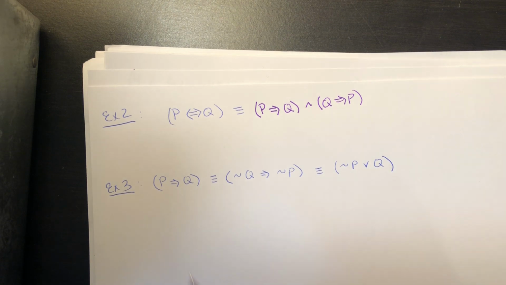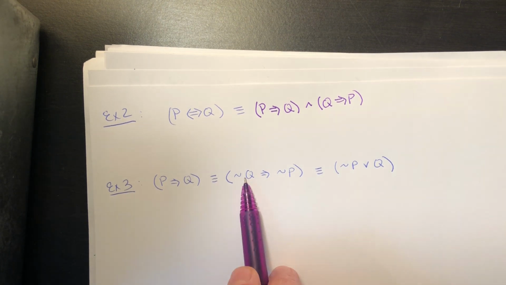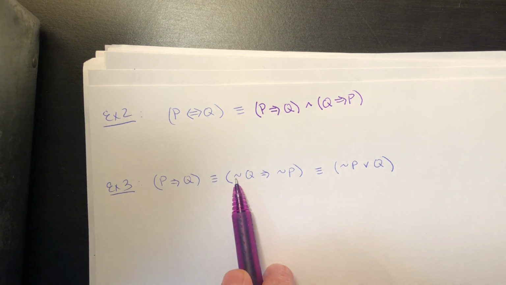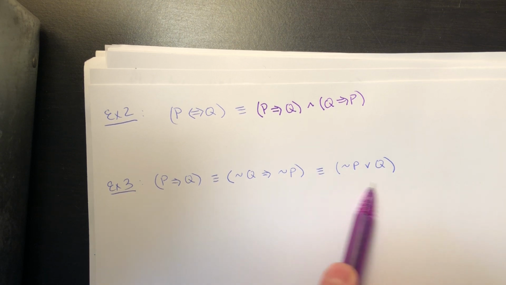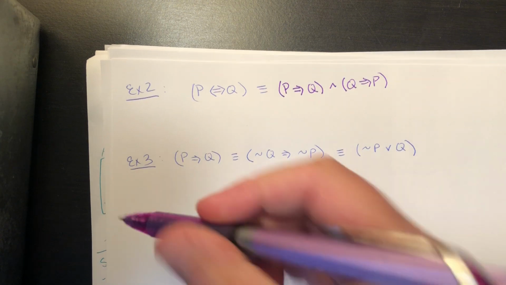Okay, but we can also show that P implies Q is logically equivalent to not Q implies not P. That's the one I was talking about on the last page. And furthermore, we can prove that both of these are equivalent to the statement not P or Q. Let's do this in one big truth table.